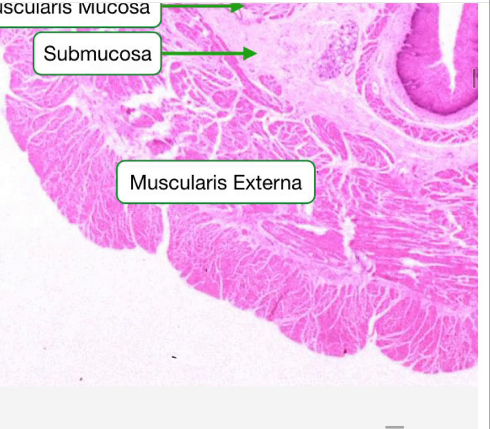Now, if an organ is intraperitoneal, like the jejunum, it's going to be covered by mesothelium, like the stomach or jejunum.